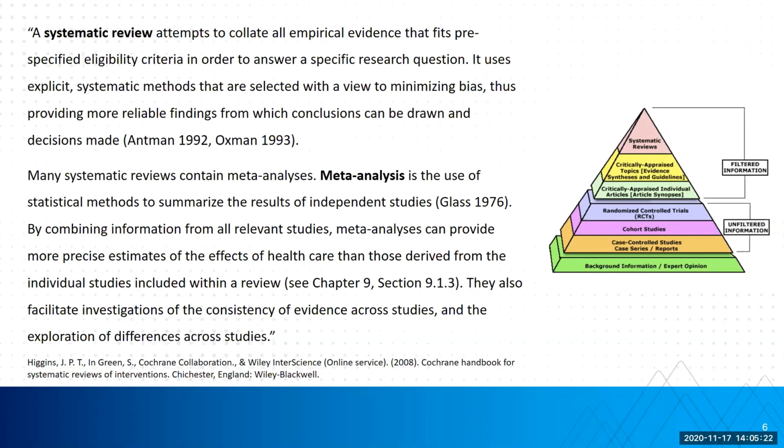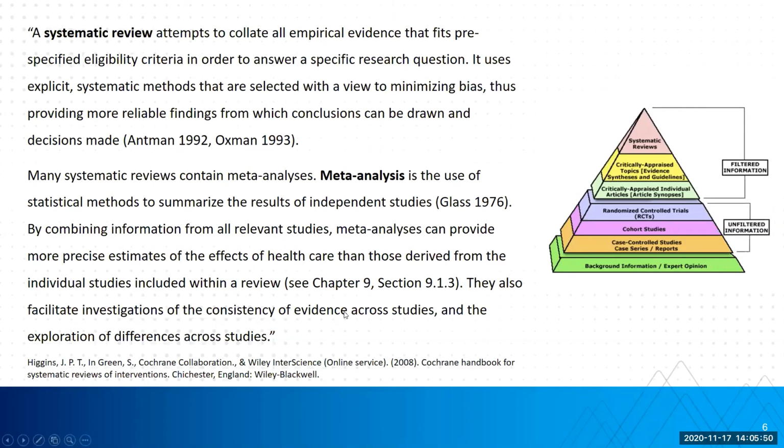A big difference with systematic reviews is the reason that we're following all of these guidelines and methods is because we want our readers to feel really confident that we did everything we could to minimize bias, the same way you would if you were conducting a study on human subjects or otherwise. You would do everything you could to minimize bias and, of course, harm to your subjects as well. Thus providing more reliable findings from which conclusions can be drawn and decisions made.